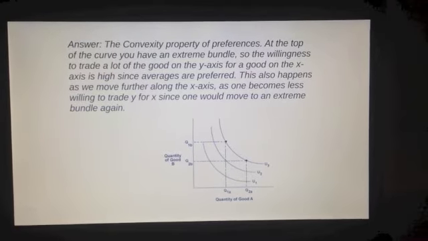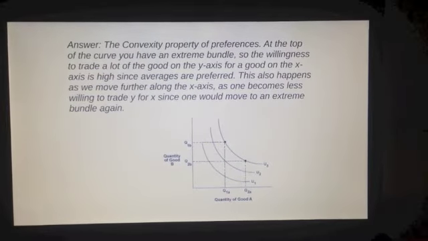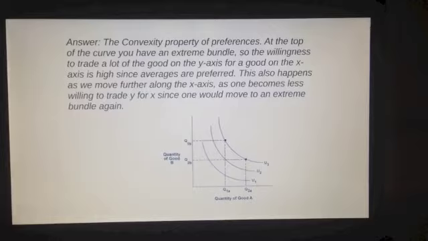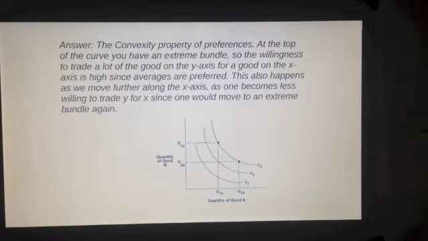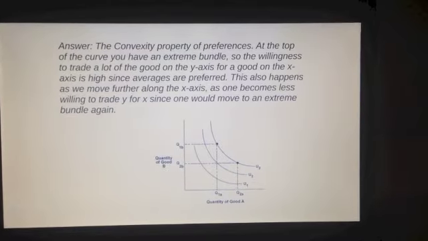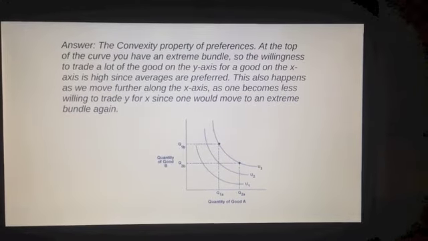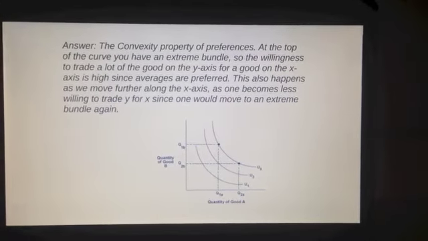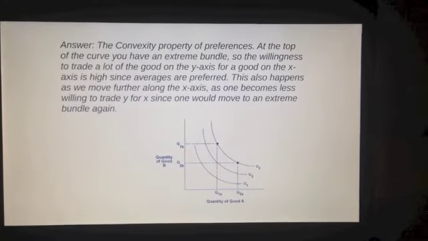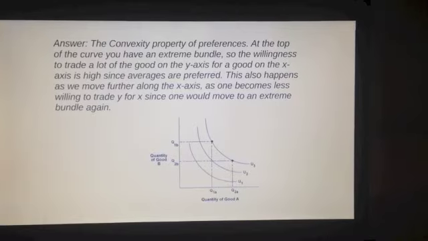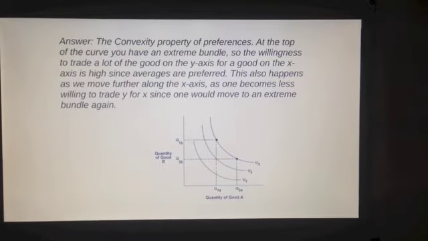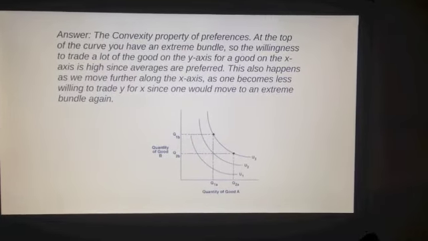At the top of the curve you have an extreme bundle, so the willingness to trade a lot of the good on the y-axis, which you have a lot of here at the top, for a good on the x-axis is high, since averages are preferred. This also happens as we move further along the x-axis, as one becomes less willing to trade y for x, since one would then move again to an extreme bundle, but then with a lot of good x instead of a lot of good y.